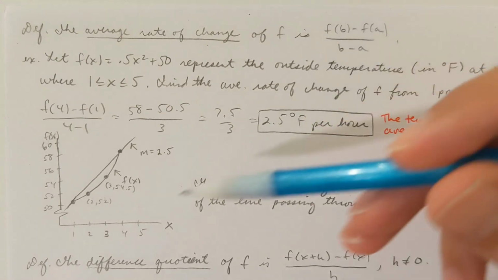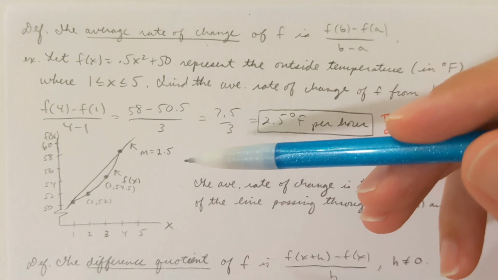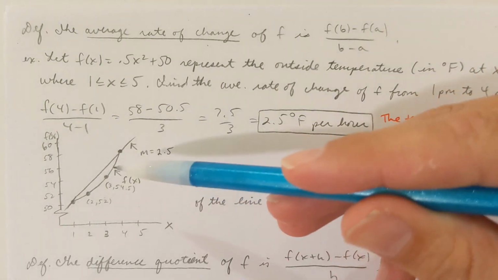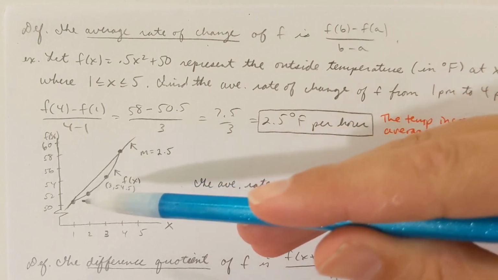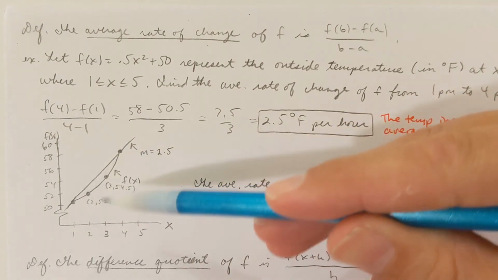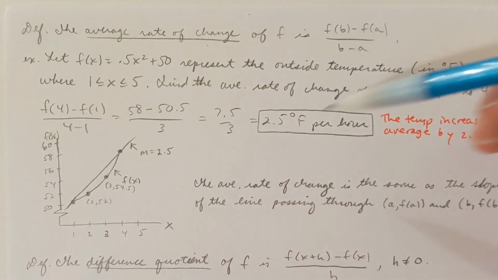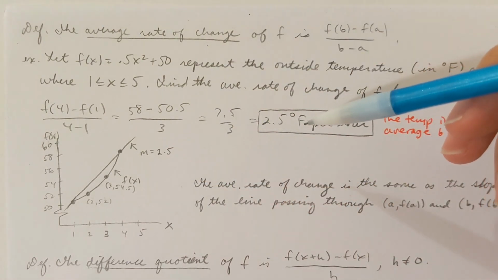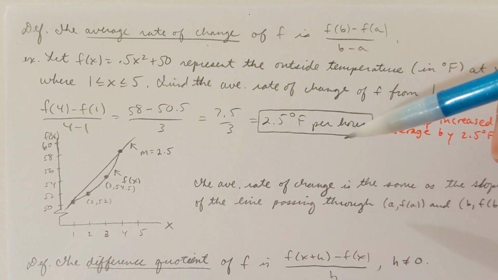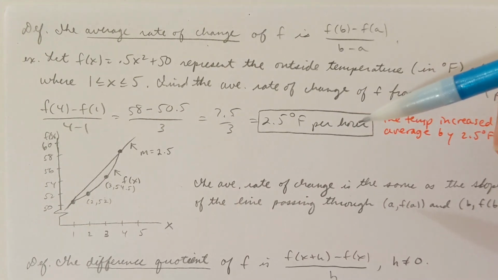If the slope is positive, or if the slope is negative, then, well, we don't really care what happens from 1 p.m. to 4 p.m. It could go up and down and up, but it's changing on average by 2.5 degrees Fahrenheit.